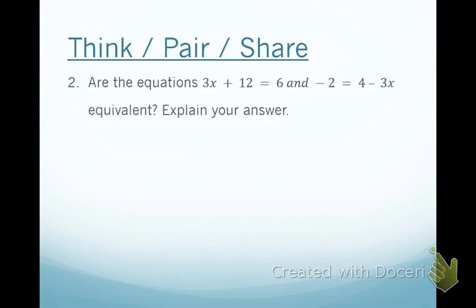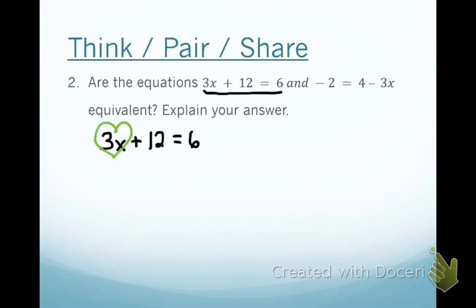Final problem of the day says, are the equations 3x plus 12 equals 6 and negative 2 equals 4 minus 3x equivalent? Remind me again, what does equivalent mean? Equal. So let's start with this first one right here. Try to do that one on your own.